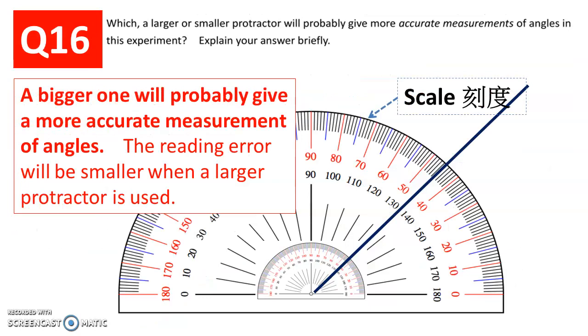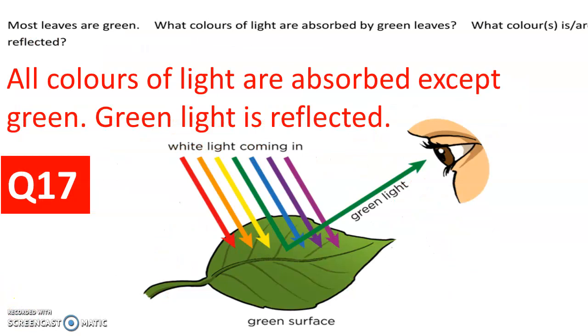Question 16. A bigger or a smaller protractor should be better. A bigger protractor is certainly better. Since the scale is bigger, you may then read the angle measurement from the scale more easily and accurately. Question 17. Green leaves are green. Why? All colors of light are absorbed except green. Green light is not absorbed but reflected. So we see green light and the leaves appear green.